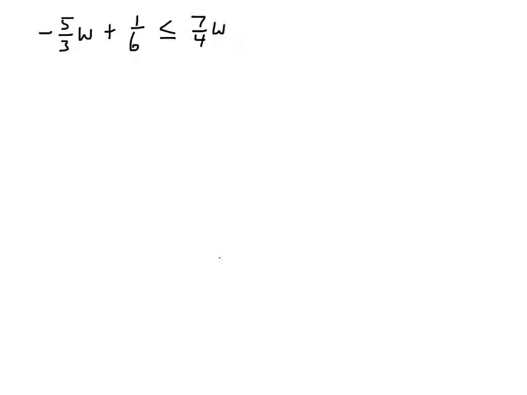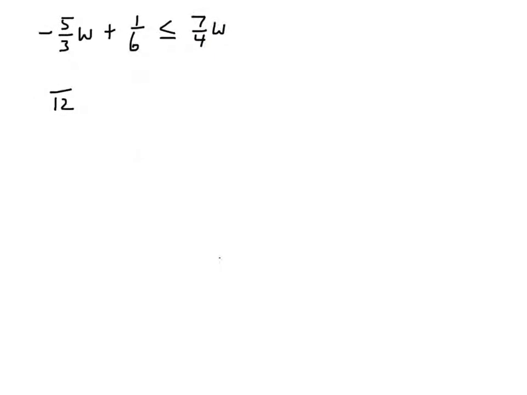Now let's try an example that has fractions in it. Remember, when we had equations with fractions, our strategy was to get a common denominator in all the terms. And we're still going to use that here. So in this case, if we look at these three denominators, 3, 6, and 4, the common denominator would be 12. So I would like to rewrite these so that they all had 12s in them.